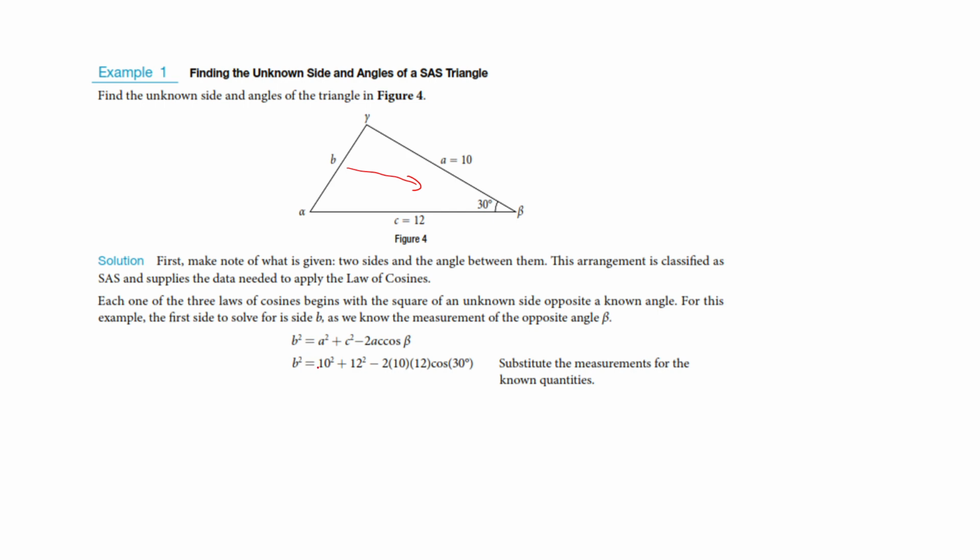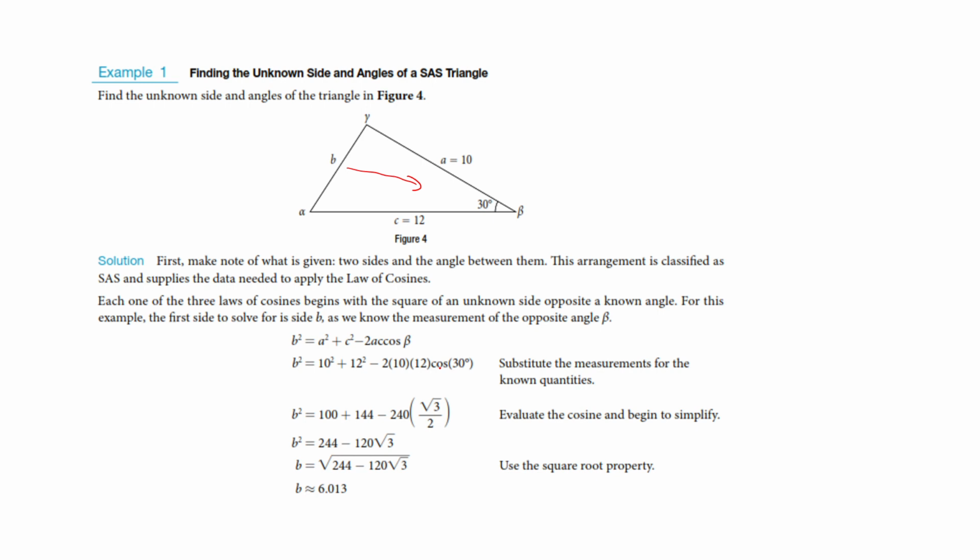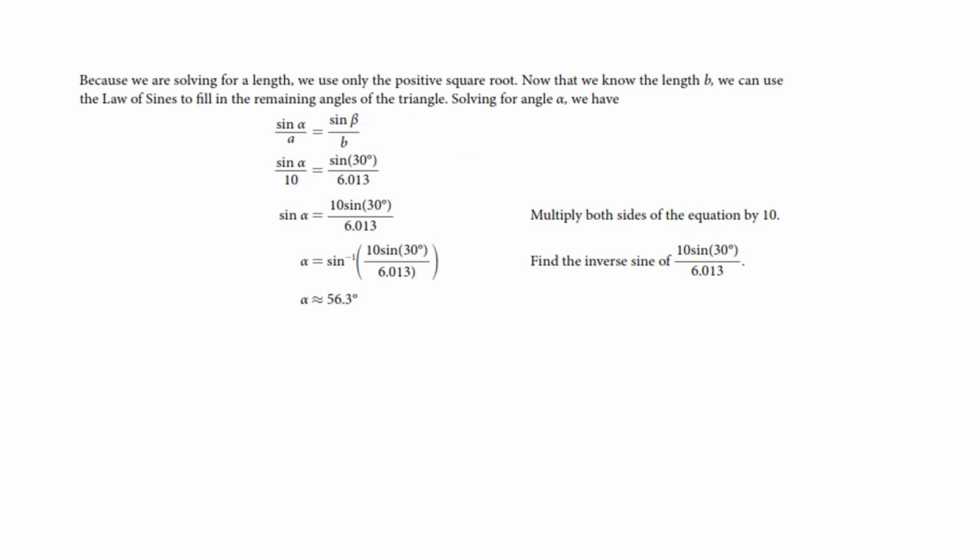So I'm looking for b squared. I've put in the other two sides, and then I'm using the cosine of the angle across from the side I'm looking for. Just plug and chug. We crunch all that down. We take the square root. We get b is approximately 6.013. So nice and straightforward. Okay.